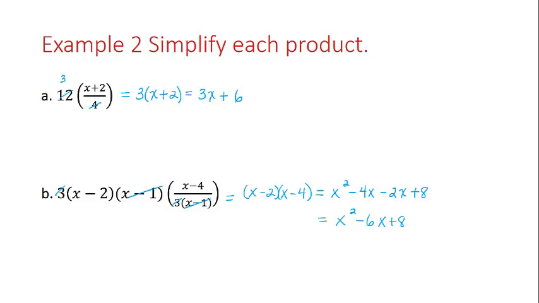Again, let me point out that when we look at 12, it's really 12 divided by 1, right? And that's why we don't have a denominator written; it is understood to be 1. I have not written it explicitly, but it is understood to be 1. 3 times x minus 2 times x minus 1 is really all divided by 1. So we are dividing out things from the denominator and numerator that are common factors.